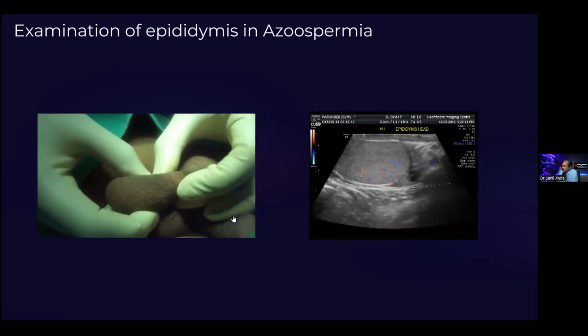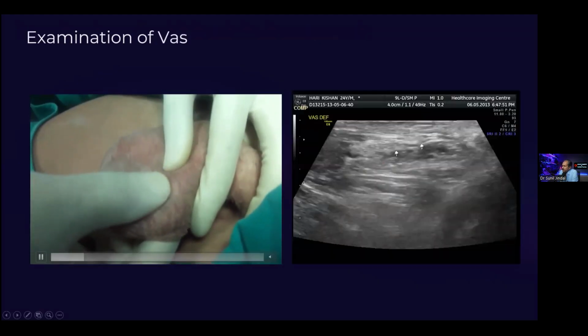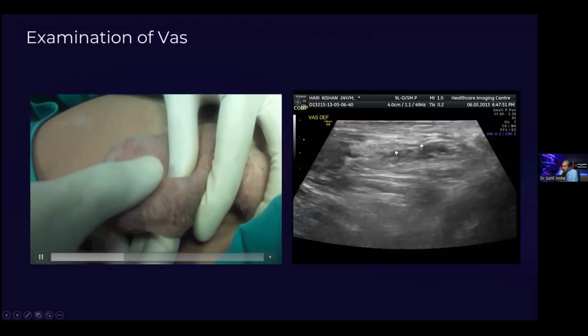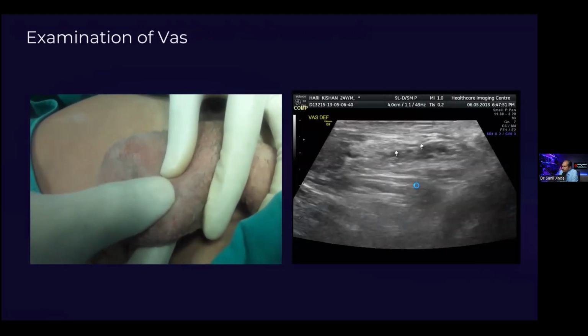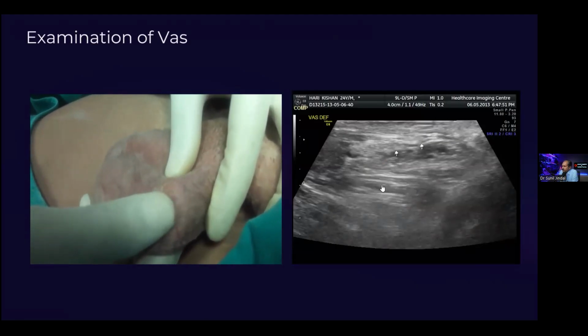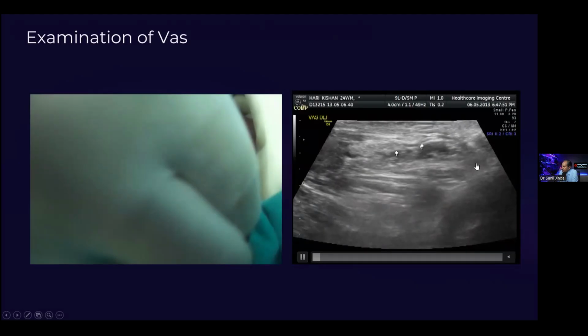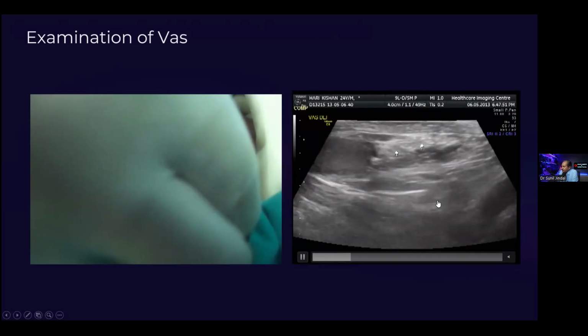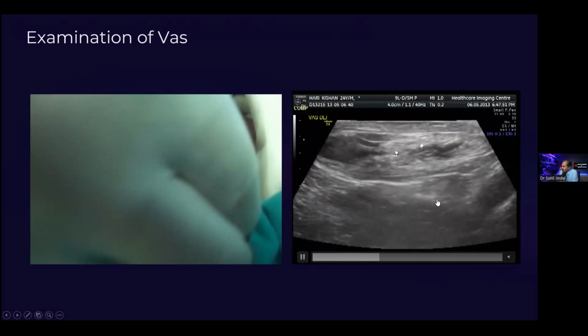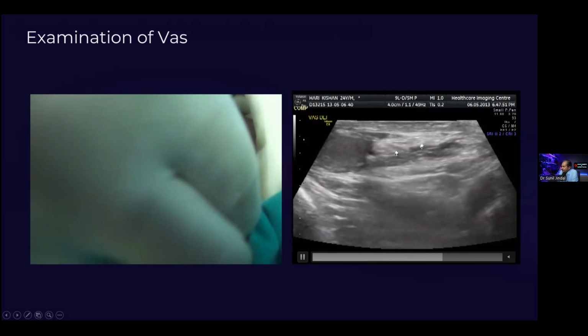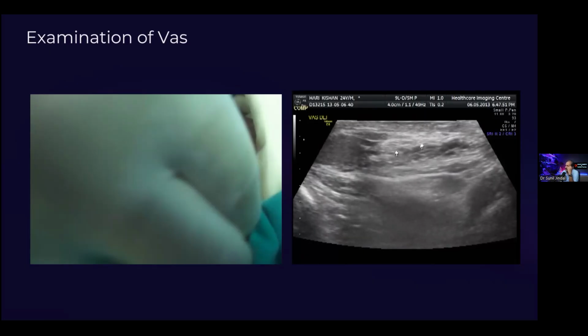Now let me come to the next slide, which is the vas. So I'm trying to feel the vas between both my fingers, the finger behind and over here. And I'll show you how a vas looks. See this. This is how a vas looks on ultrasound. So you like to feel the vas because that's very important for us to feel.